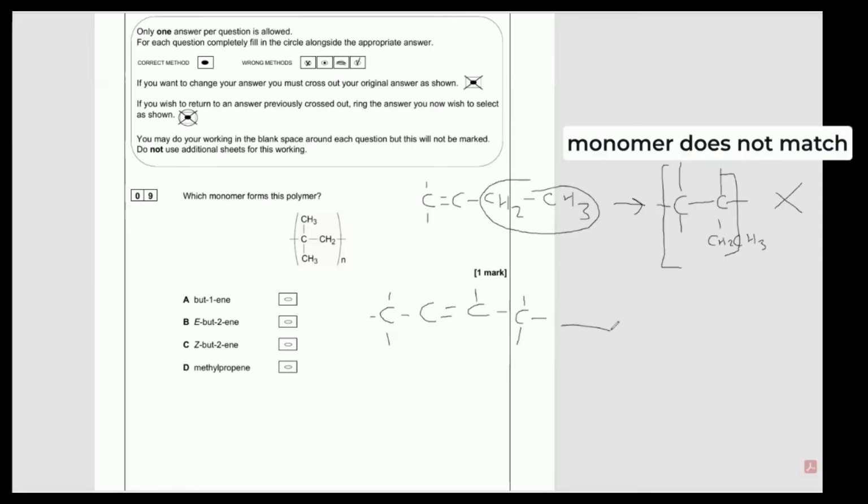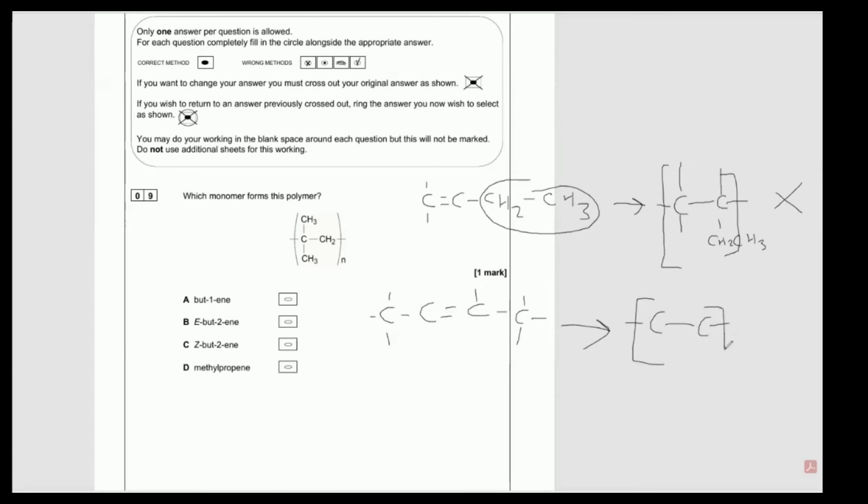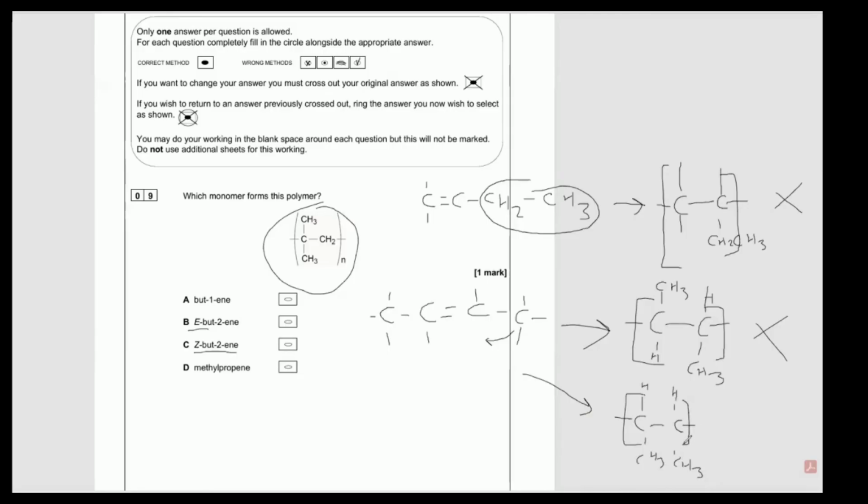Now, this is but-2-ene, so the double bond's in the middle, and it's E, which means opposite. So it's going to have a CH3 group opposite across where the double bond used to be. So CH3 there, and an H and an H. And you can see that doesn't match our monomer. So that's the incorrect answer. Now let's look at Z-but-2-ene, and that's basically going to be 2 H's either side of where the double bond used to be and 2 CH3s either side of where the double bond used to be. And again, that's not going to match our monomer.